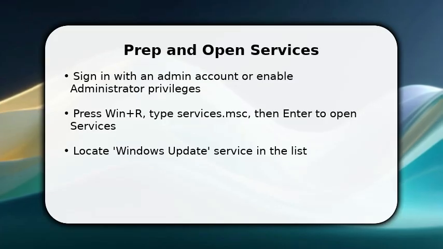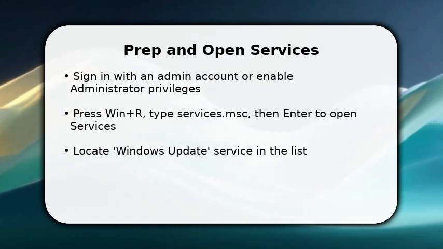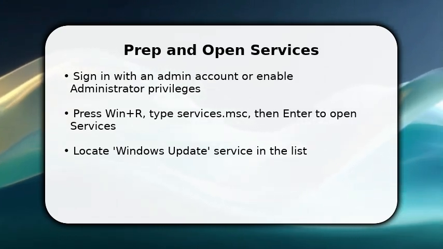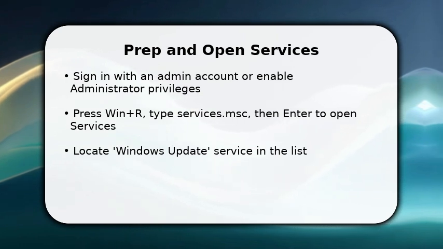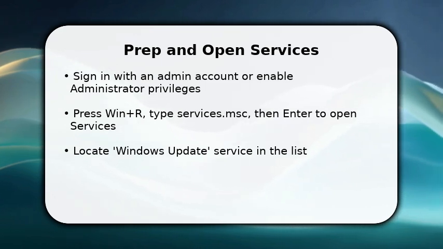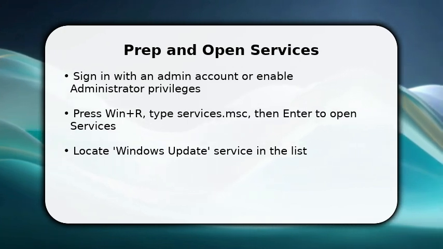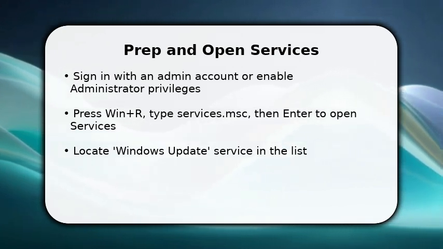You start by making sure you have admin rights. Without them, you can't stop system services. Once signed in, press Win plus R, type services.msc, and hit Enter to open the services console. You'll see many services, scroll or type W to jump, then find the service named Windows Update. This is the control point we'll change.